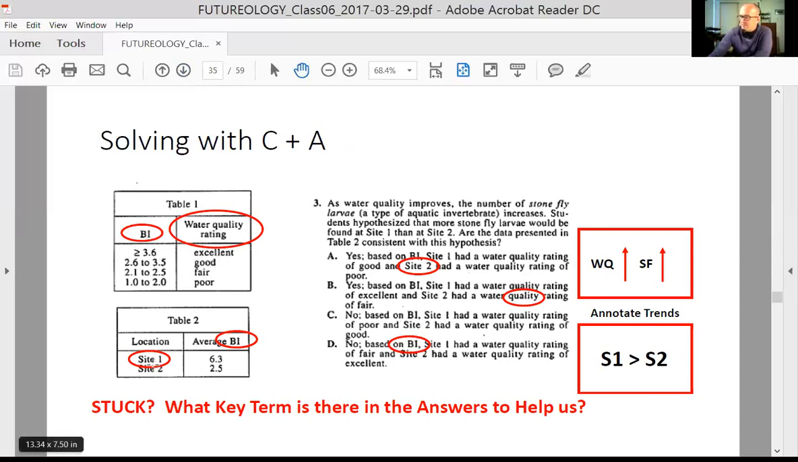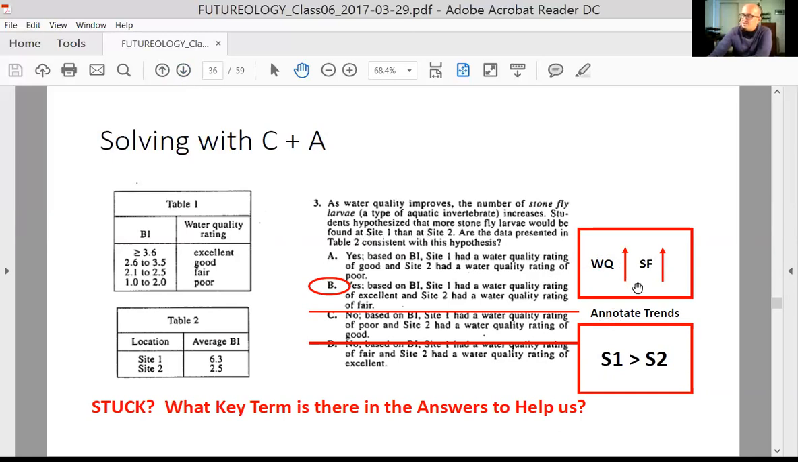So if we look at site 1, it has a BI of 6.3. So site 1 has high water quality. So if we go back to what we annotated, which by now we might have forgotten, but thankfully we annotated it, yeah, that works. Site 1 is greater than site 2. Okay. So that means that we can get rid of C and D because we're saying that, yes, site 1 is greater than site 2. Why is site 1 greater than site 2? Because the water quality is greater, and the water quality is linked to the stoneflies. Let me restate that because that might have been confusing. Students hypothesized that more stonefly larvae would be found at site 1 than site 2. More stonefly larvae means higher water quality, which means it should be higher water quality at site 1 than site 2.